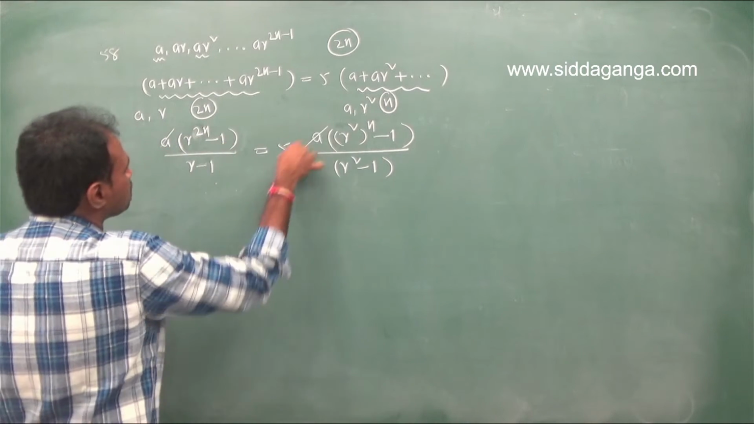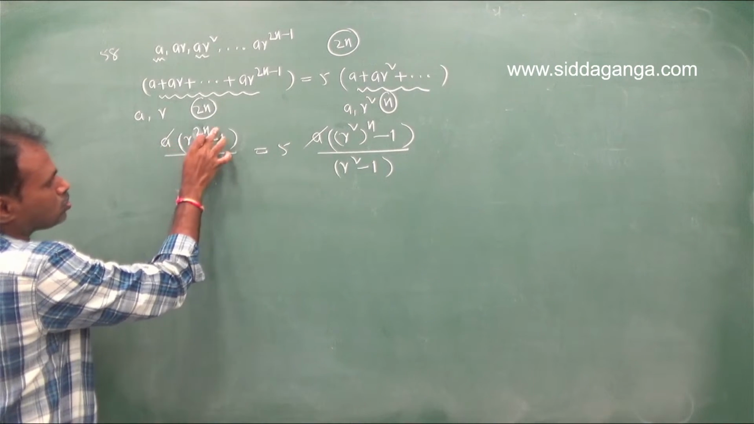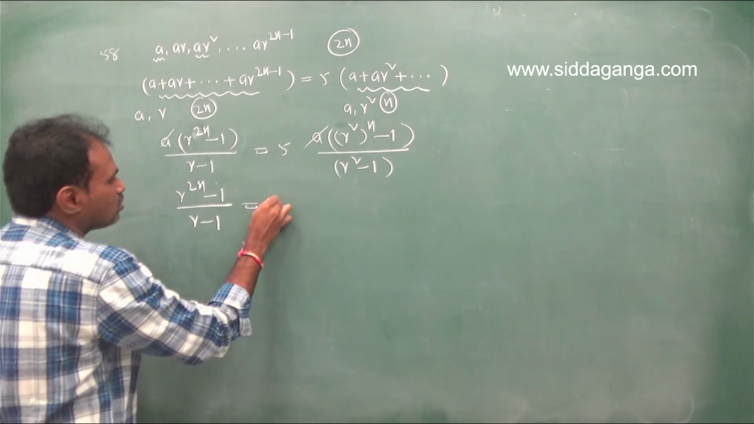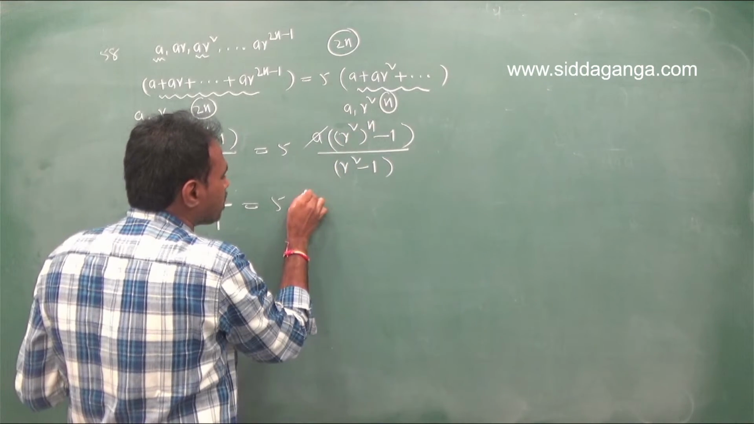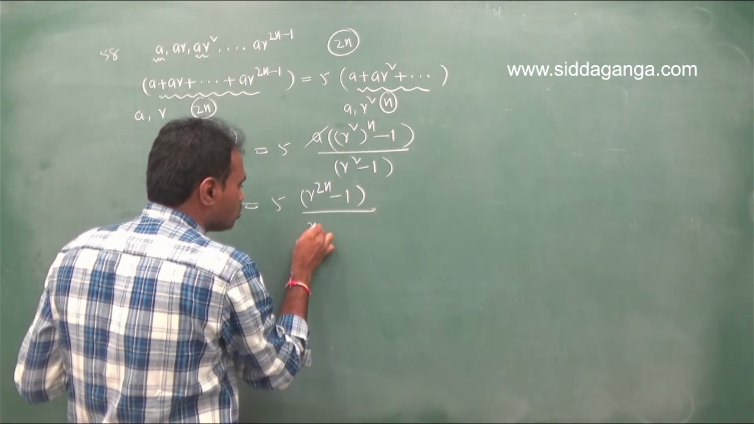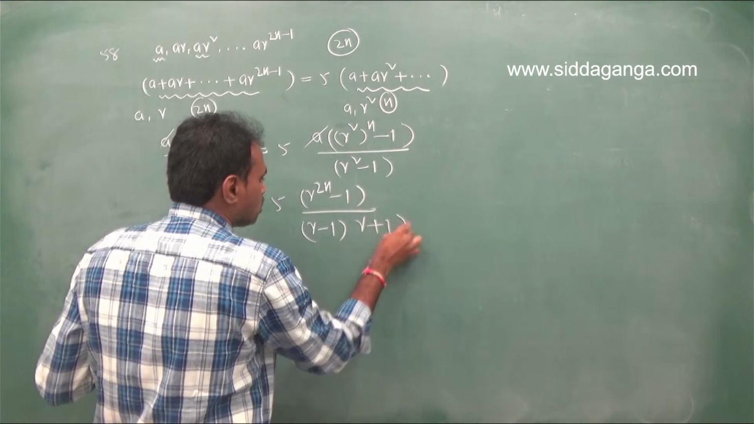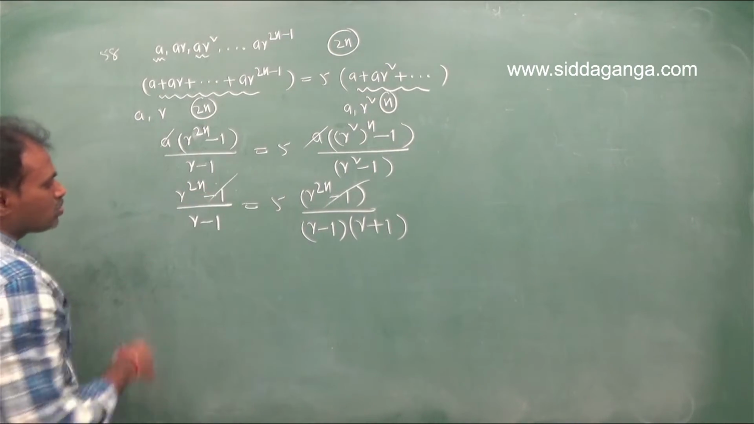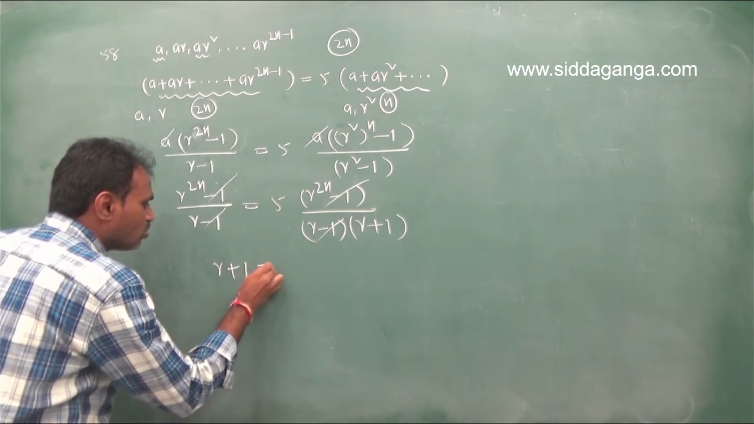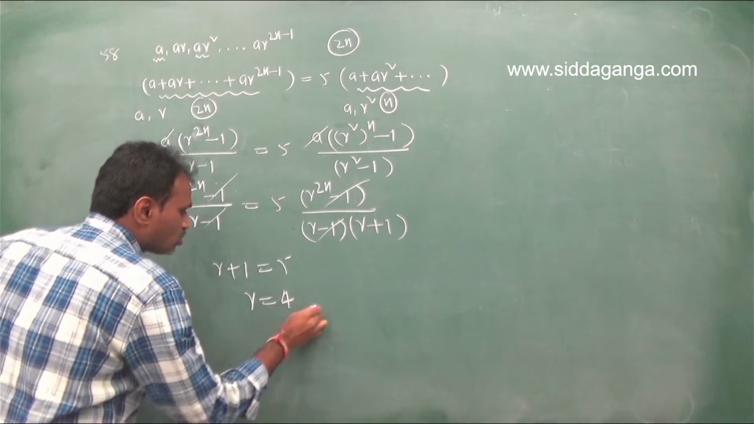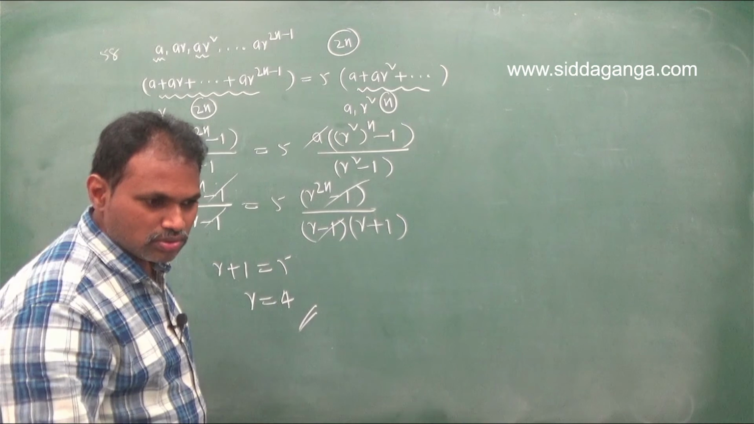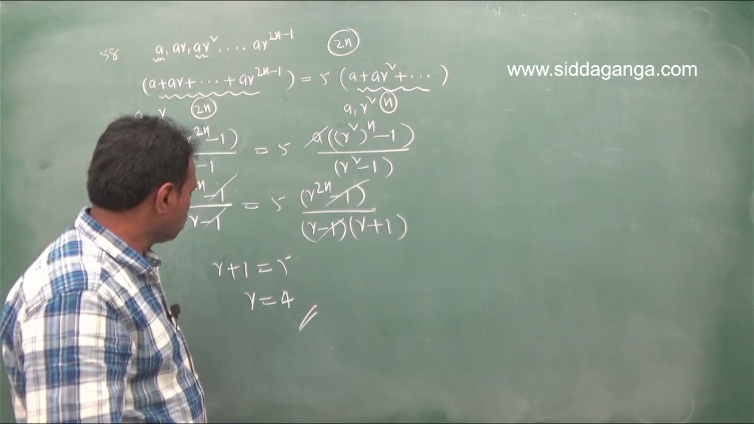Therefore a will cancel, and r power 2n minus 1 by r minus 1 equals 5 into r power 2n minus 1 by r square minus 1, which you can write as r minus 1 into r plus 1. Therefore r power 2n minus 1 will cancel, r minus 1 will cancel. Therefore r plus 1 equals 5, so r equals 4. Therefore option 3 is right. The common ratio is r equals 4.